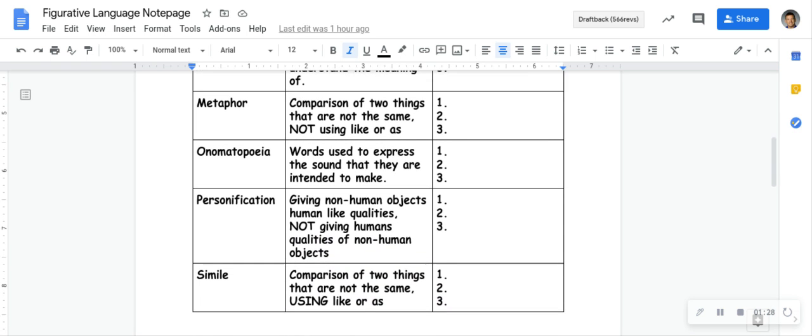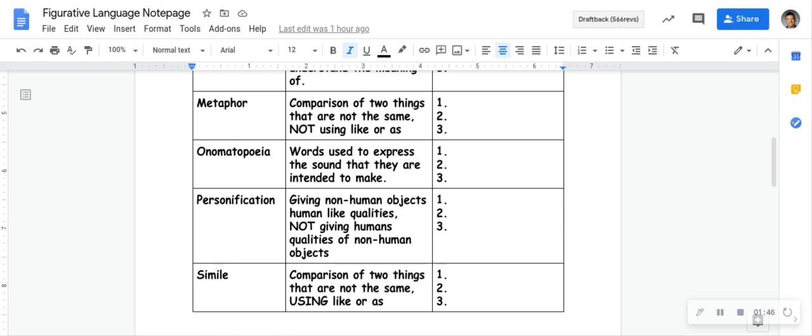Metaphor is comparing 2 things without like or as. Without, you don't use like or as. Now be careful though. It has to be a comparison between 2 things that are not alike. Okay. And then onomatopoeia: bang, pop, pow, snap.